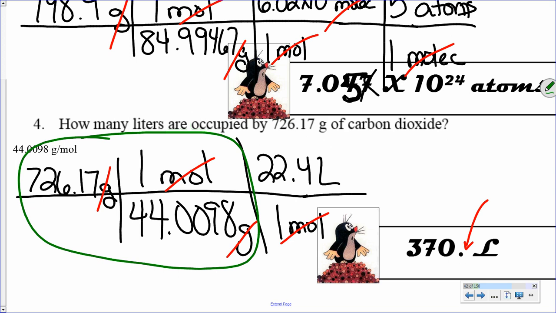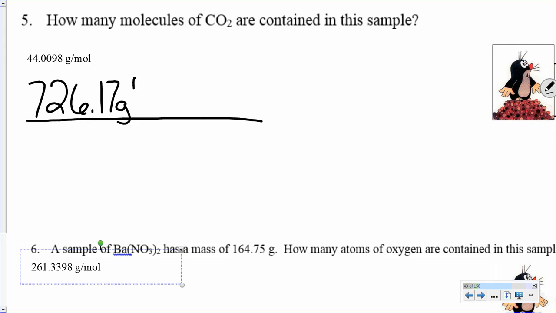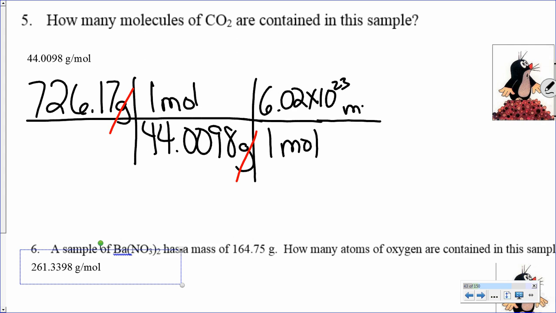I'm going to just carry the amount over, the 726.17, and start it all over again. So I've got 726.17 grams. Again, I need to get that into moles. After I've turned that into moles, I want to go straight to molecules. I'm not really worried about atoms or anything here, so I can just go straight 1 mole, 6.02 times 10 to the 23rd molecules. That will make my moles cancel. I have my answer in the unit I want.